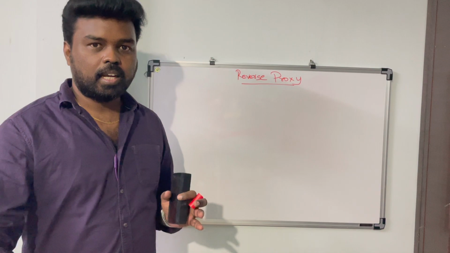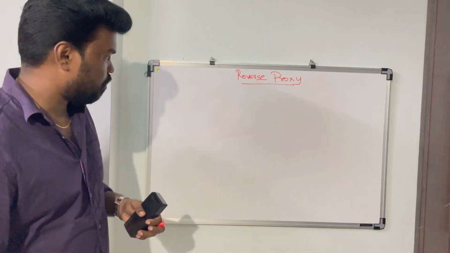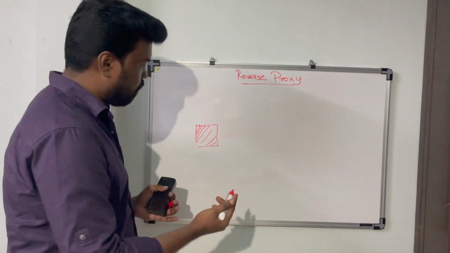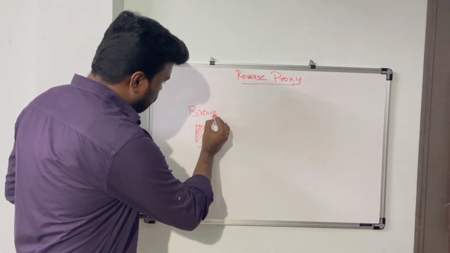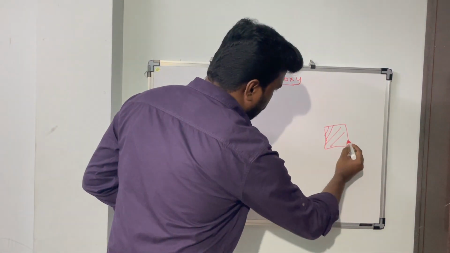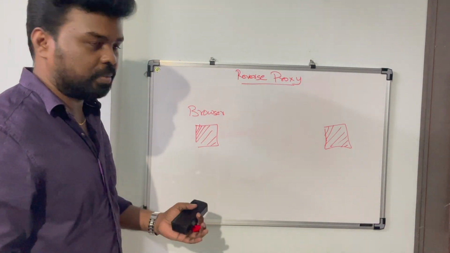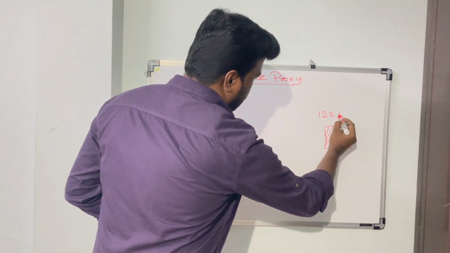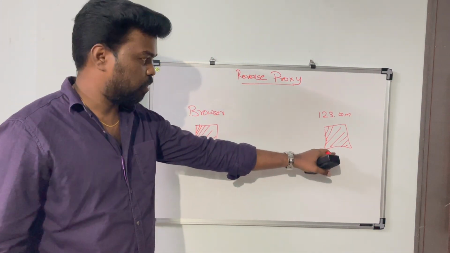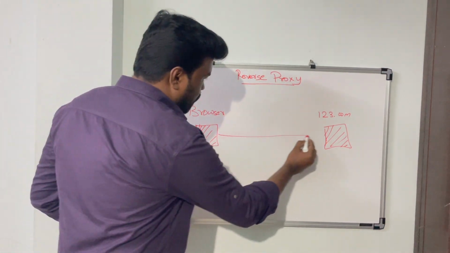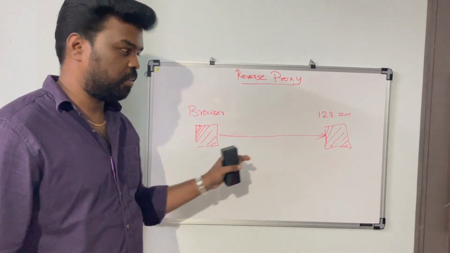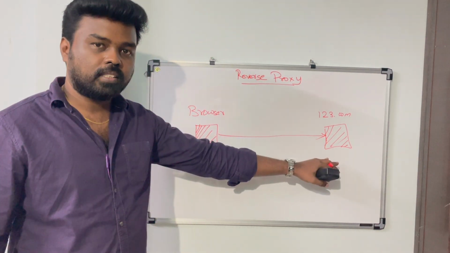So let's consider a simple client-server communication. Let's say there is a client. We can call the client a browser. And let's consider there is a server. The server could be nothing but a simple website, like a 123.com website. The browser has to talk to the server 123.com, and the server has to return the response back to the client. So this is a very simple client-server communication.